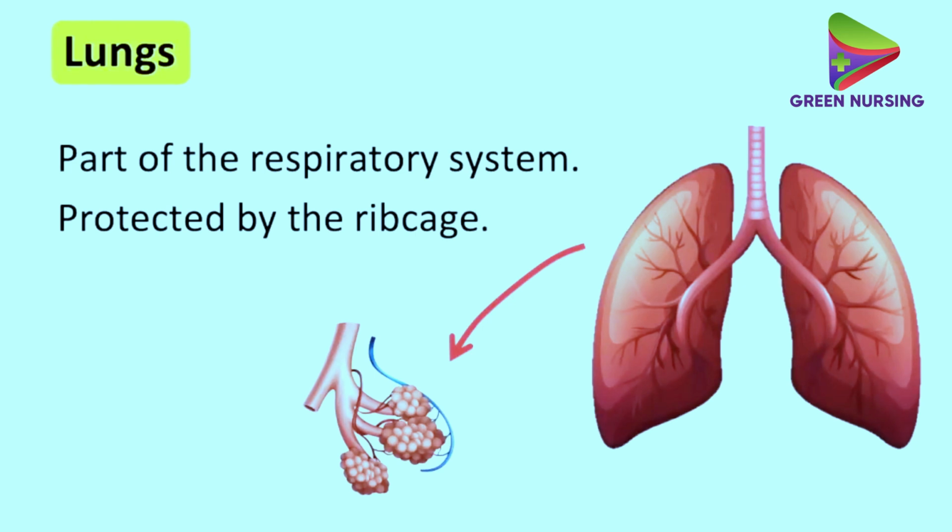Oxygen diffuses out of the alveoli and into the blood. This blood is then carried throughout the body via the blood vessels. Carbon dioxide diffuses out of the blood and into the alveoli. The carbon dioxide received into the lungs is then exhaled.